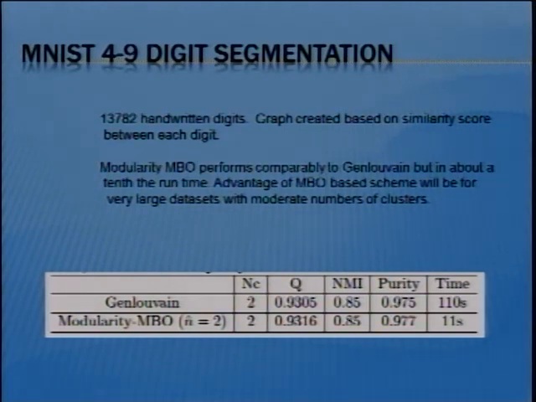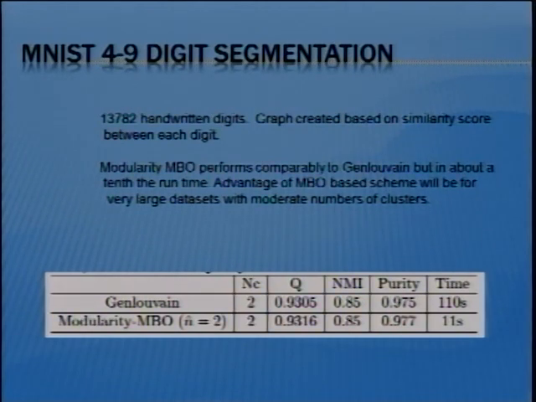And we can apply a classical, pretty much state-of-the-art community detection algorithm called GenLouvain. It will tell us that there are 2 classes within this data set, and it takes 110 seconds to run on this many digits. Our algorithm gets almost exactly the same numbers, but it takes about 1/10 the amount of time to run for that size data set. So we're pretty excited about this.